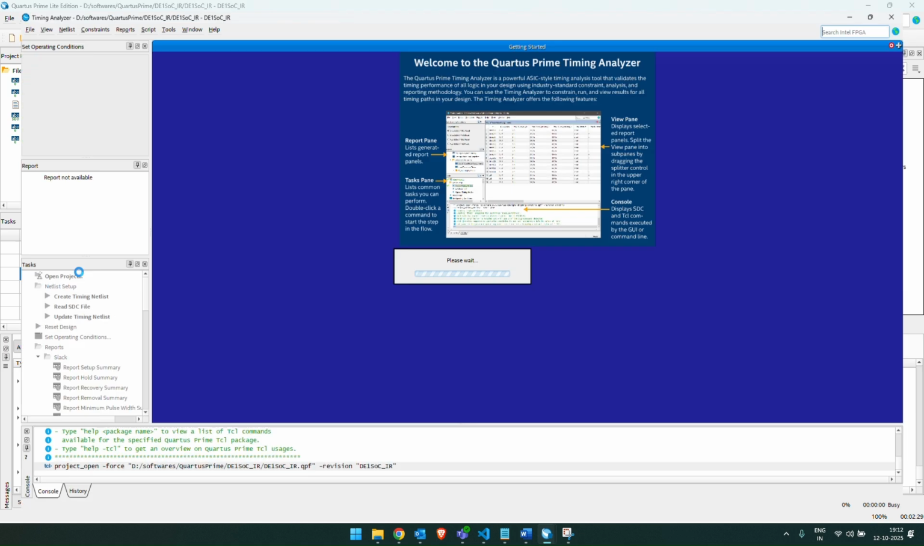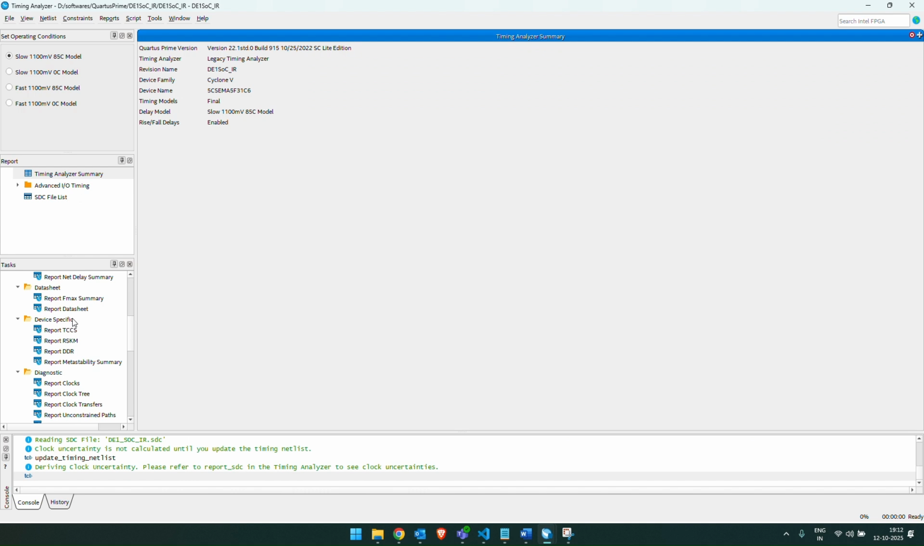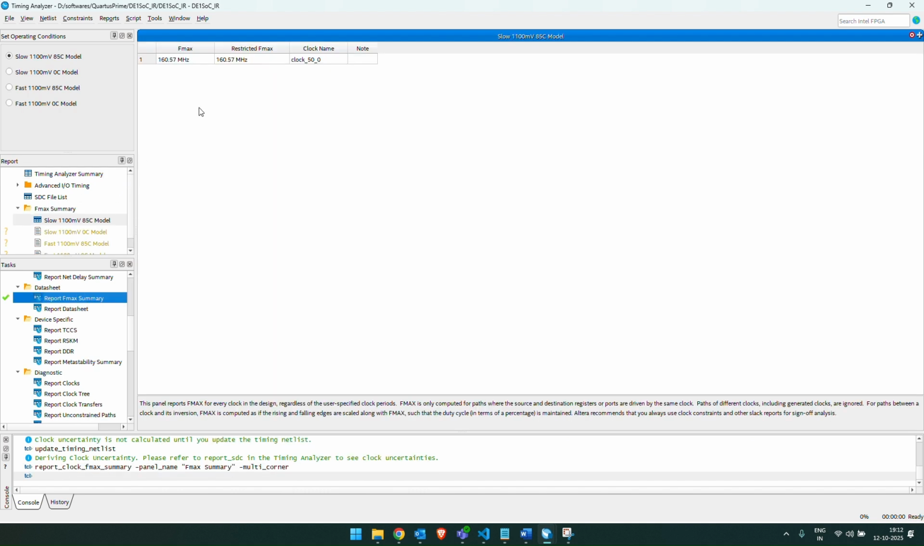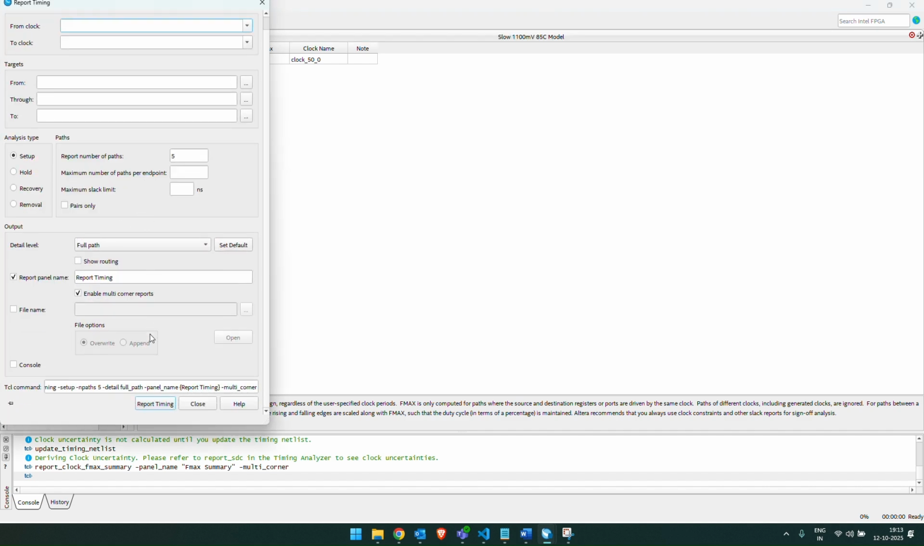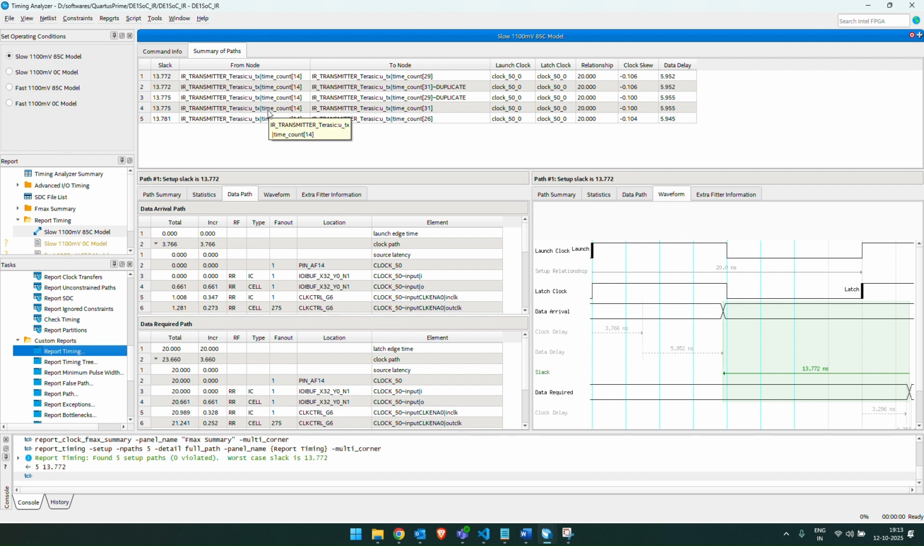So let's go to the timing analyzer and we'll check the maximum frequency. The maximum frequency is 160.57 megahertz, and let's also check the top five critical paths. These are the five most critical paths, and all of these have a positive slack, which means the flip-flops in these paths are able to capture the correct values, and the delay is 5.952. This is the maximum delay.